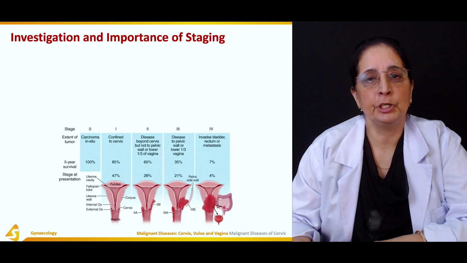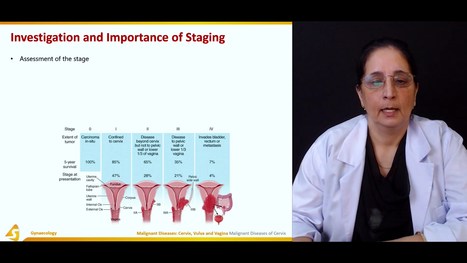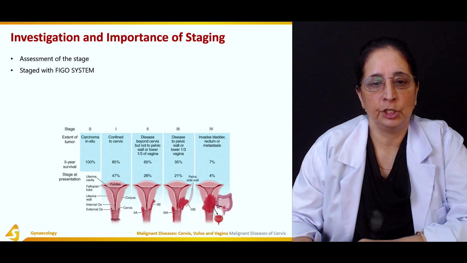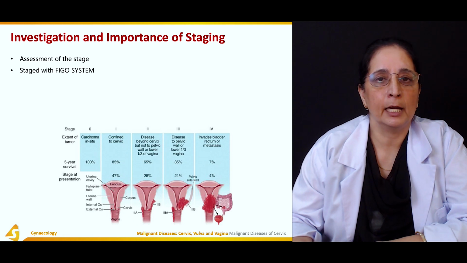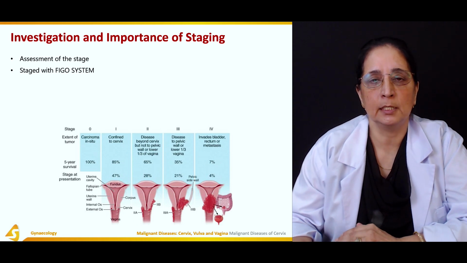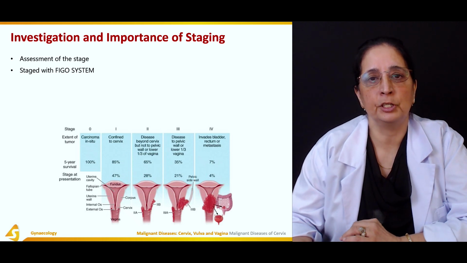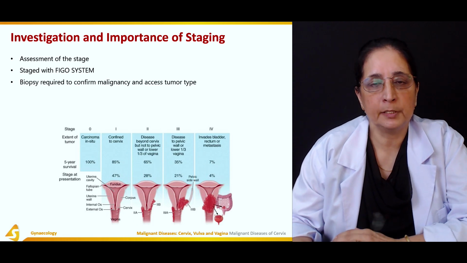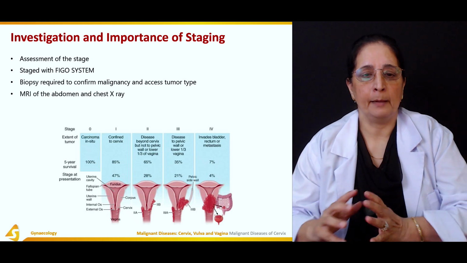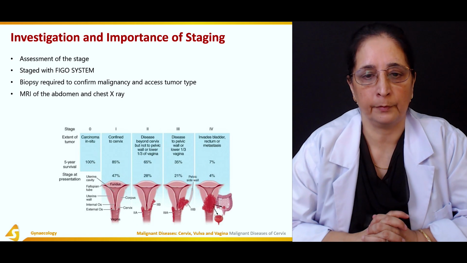Now, investigation and importance of the staging. Assessment of the stage usually is done by the FIGO system, which is the system developed by the International Federation of Obstetrics and Gynecology. Biopsy is required to confirm the malignancy. An MRI of the abdomen and chest x-rays are performed.